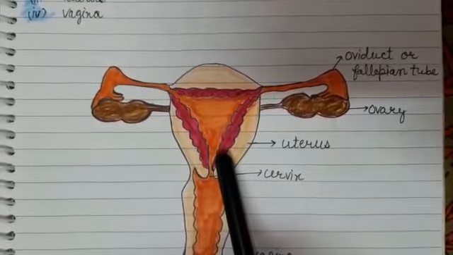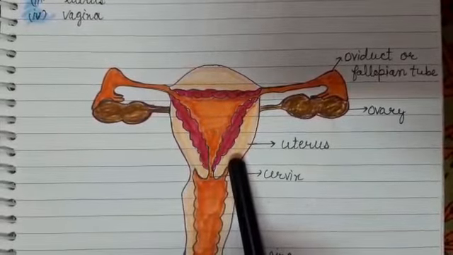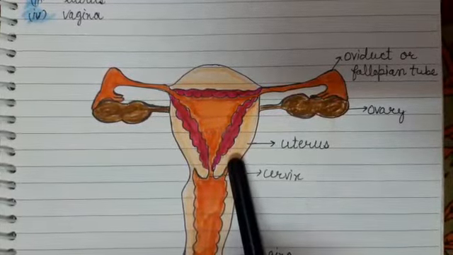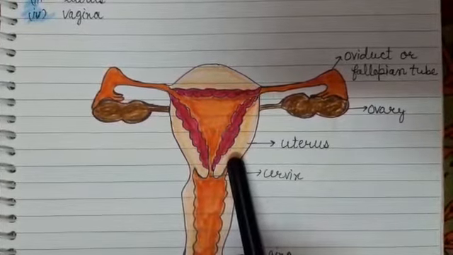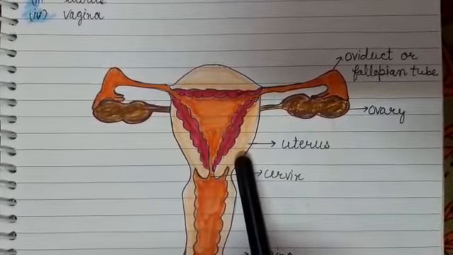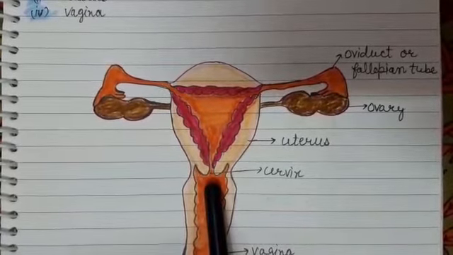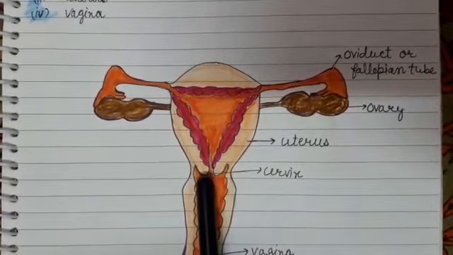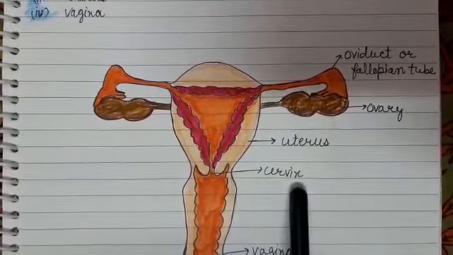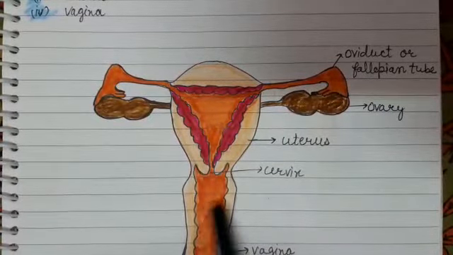This is hollow, thick-walled, muscular organ. It is located in the lower abdomen. The function of the uterus is to nurture the developing baby for about 9 months before birth. The lower portion of uterus is constricted. It is known as cervix. The uterus opens into the vagina through this cervix.